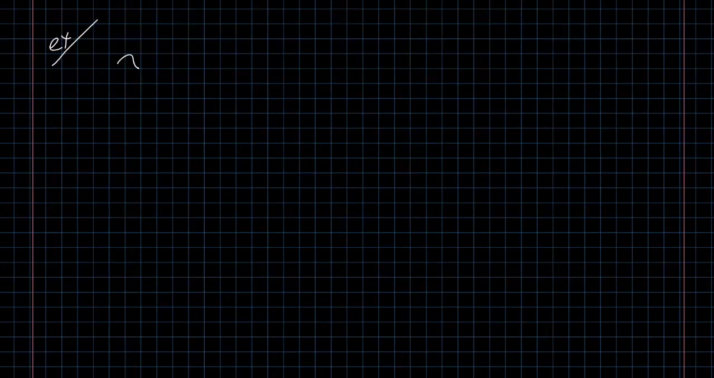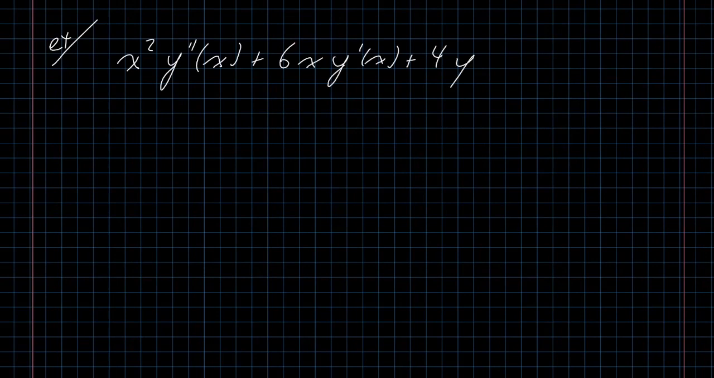All right, let's take a look at another example. x squared times y double prime, this time a function of x, plus 6x y prime of x plus 4 y of x is equal to 0. In this situation, it's a lot less obvious why I'm going to want to do this, but it turns out that an equation in this form can always be solved by a change of variables.